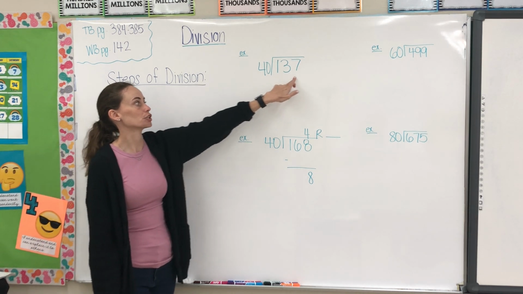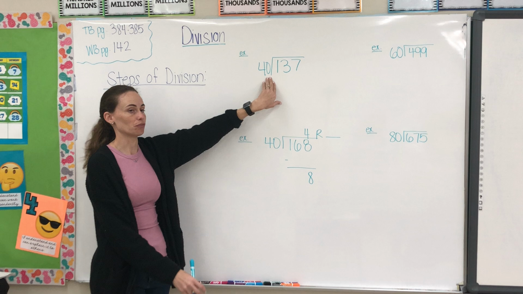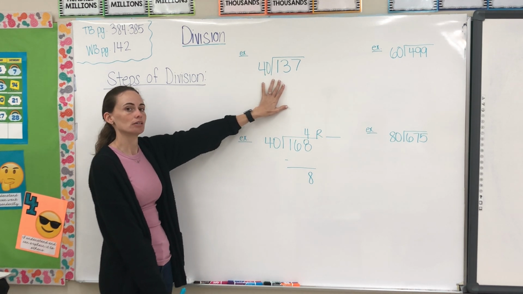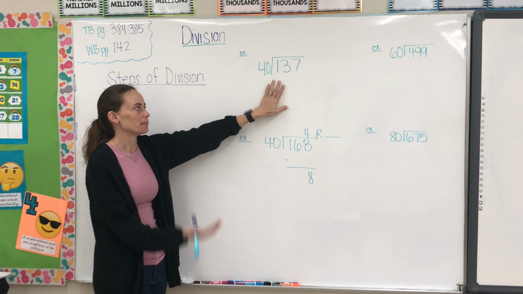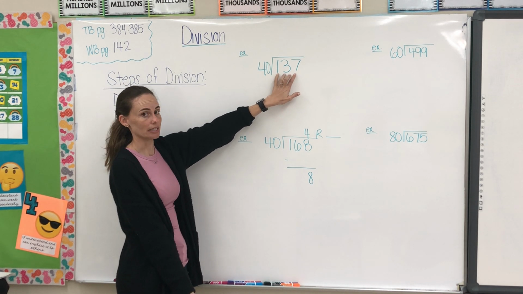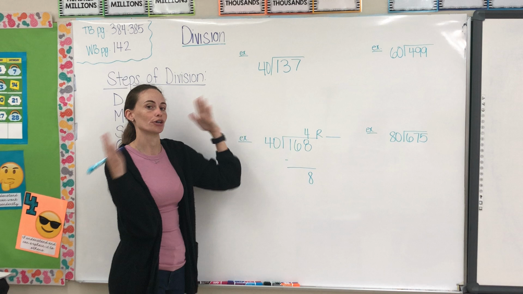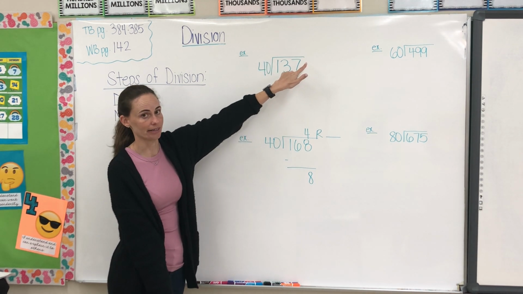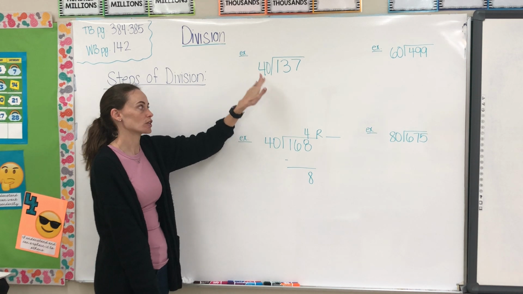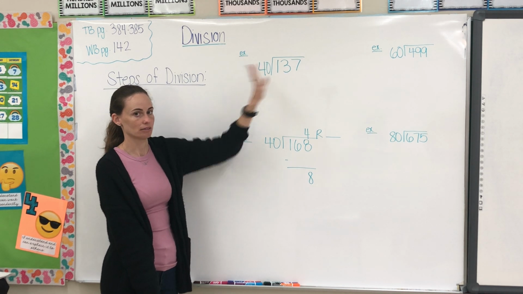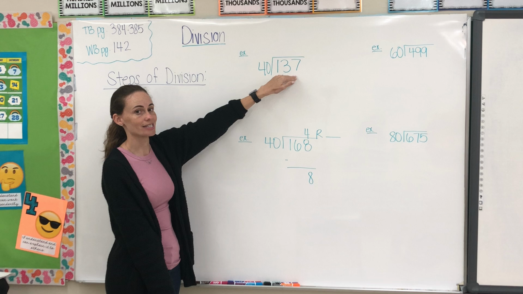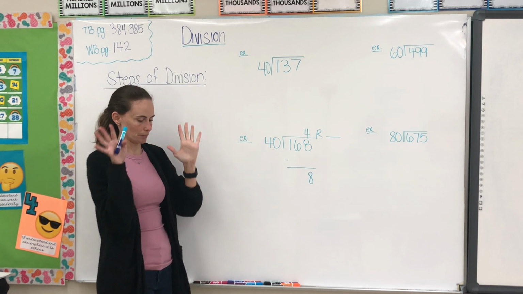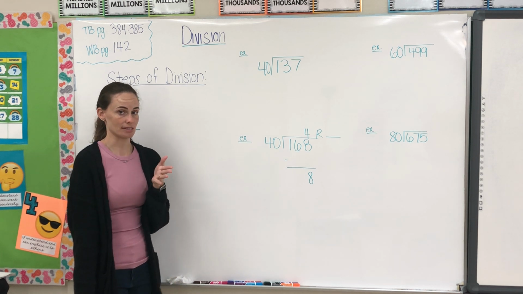So we have 137 divided by 40. Now, remember, when you're doing division and you're saying the problem, you start with the dividend, the number that's inside the house. The larger number, 137, is being divided by 40. You don't say 40 divided by 137. No. Say the larger number first, divided by the divisor, which is the outside number. Okay? Just remember that.